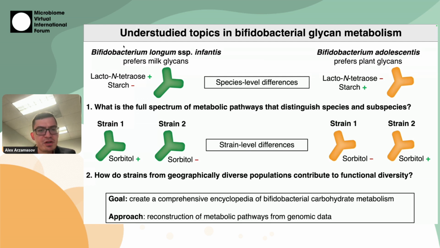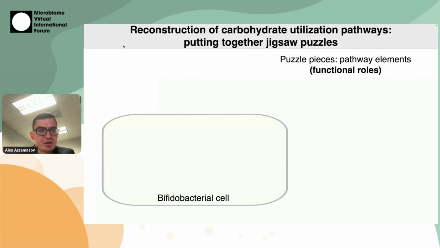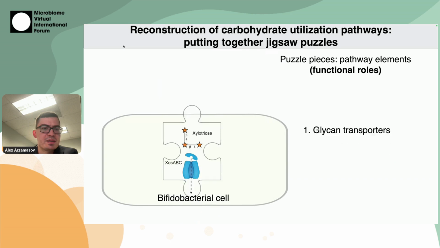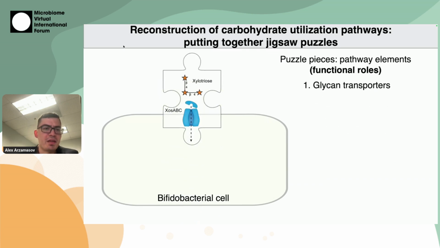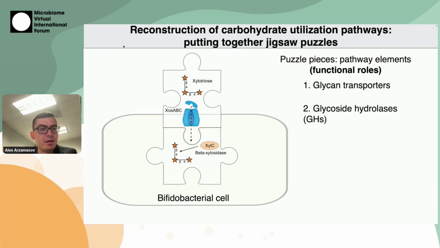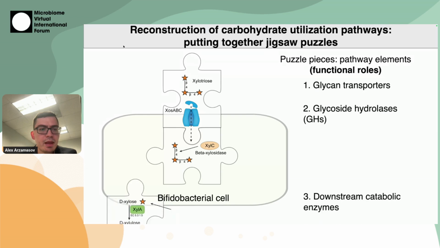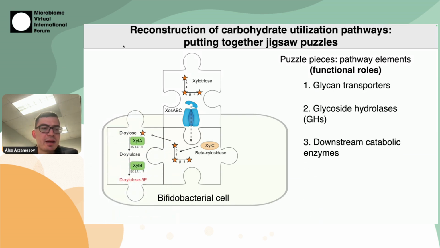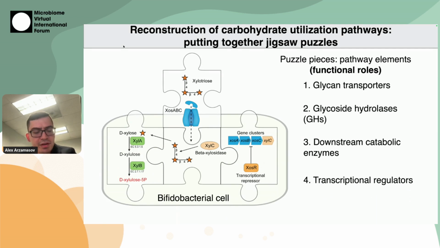The main technology that I used in my work was genomics-based metabolic reconstruction. The idea of this method is pretty simple. Metabolic reconstruction is similar to putting together jigsaw puzzles, but in our case, the puzzle pieces are these functional elements of metabolic pathways. For example, glycan transporters that uptake various glycans into the cell. Then glycoside hydrolases. These are very important catabolic enzymes that break down complex glycans like oligosaccharides to simpler ones. We also look at the so-called downstream catabolic enzymes, and transcriptional regulators that control the expression of genes encoding all these different pathway elements.